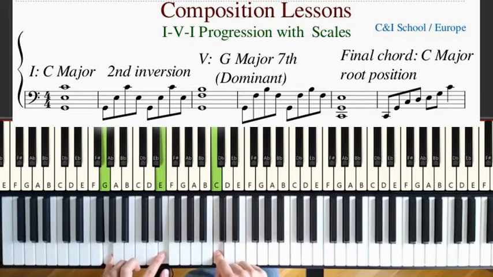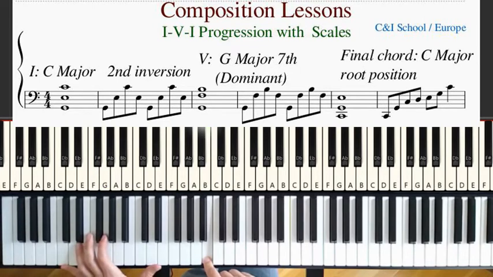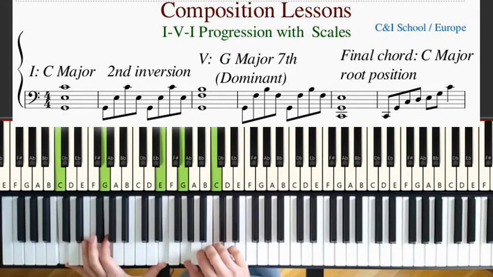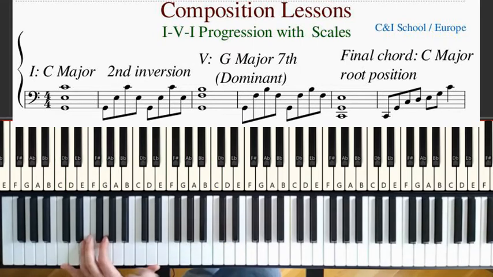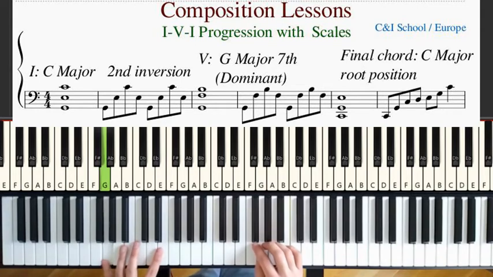This is the C major in the second inversion, based on the fifth, as our first chord. The second chord is G major 7th. And the last chord, the resolution, is again our C major, now in root position. So again, 1, 5, and 1.